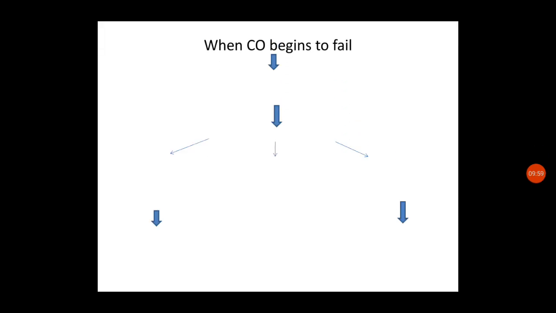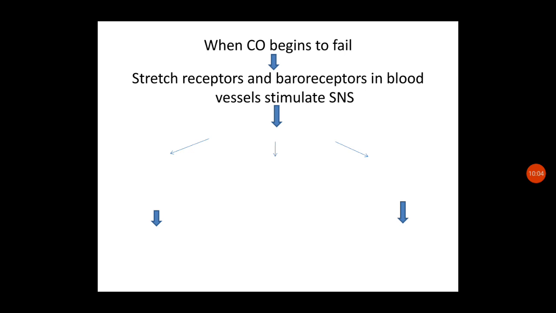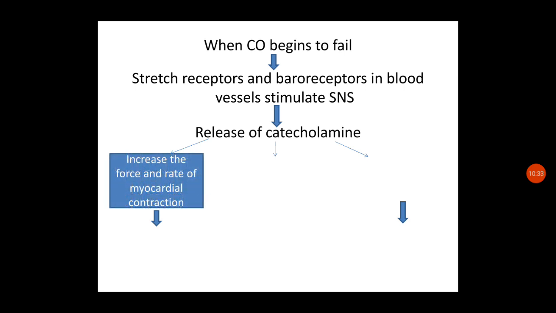So we can see the compensatory mechanism. When cardiac output begins to fail, stretch receptors and baroreceptors in the blood vessels stimulate the sympathetic nervous system. The blood vessels have stretch receptors and baroreceptors which estimate the amount of blood circulating in the vessel and the pressure of the blood. When there is some variation, this stimulates the sympathetic nervous system, so there will be release of catecholamines. This increases the force and rate of myocardial contraction, and the person will show tachycardia.